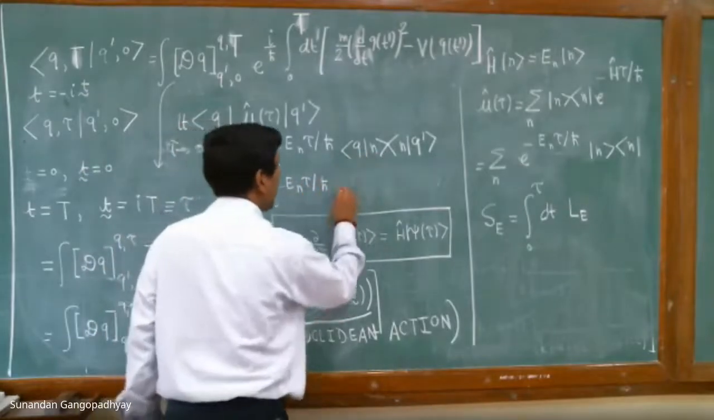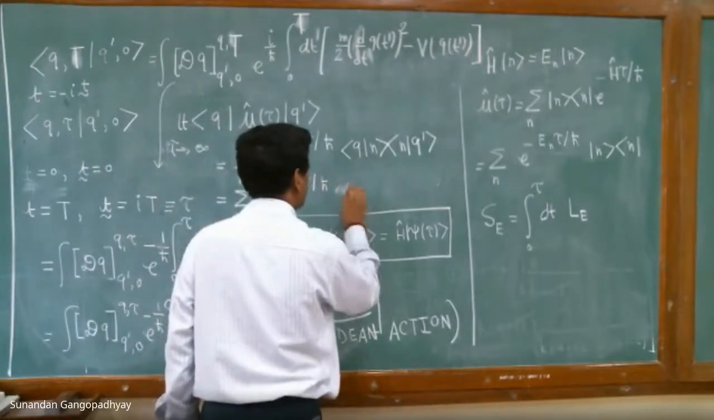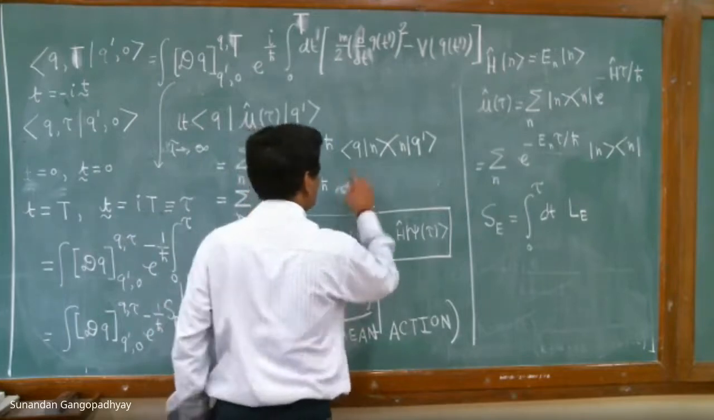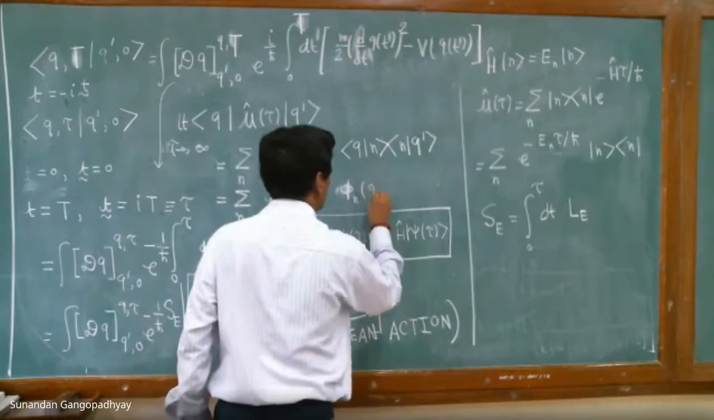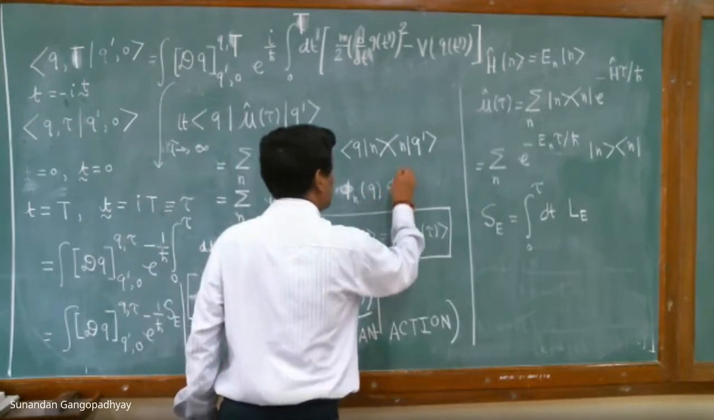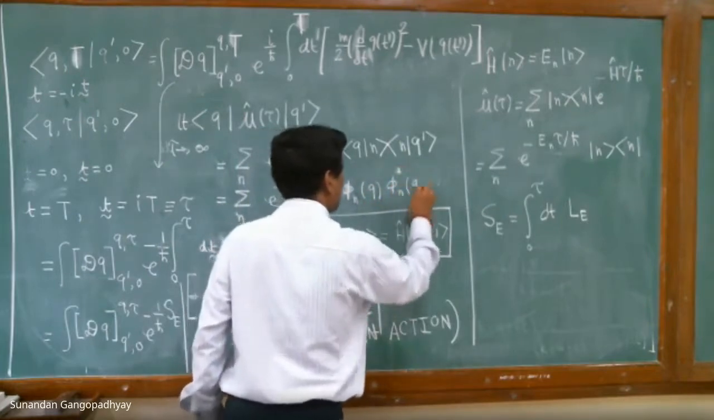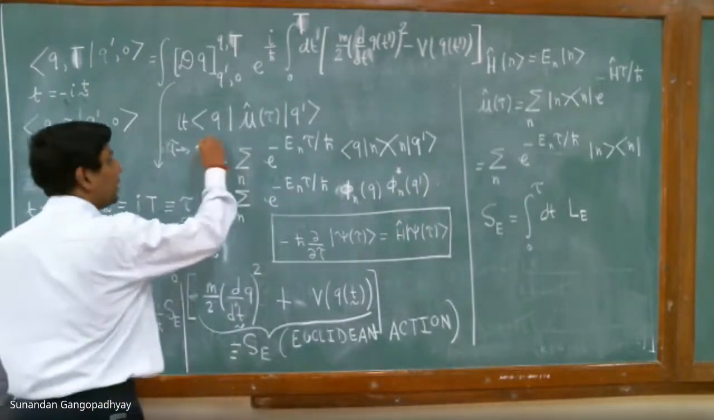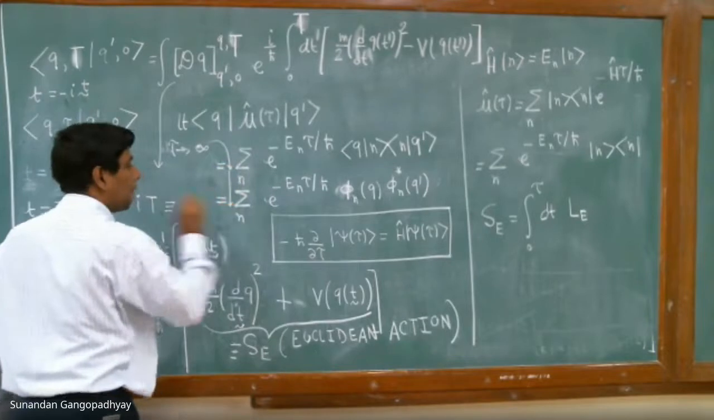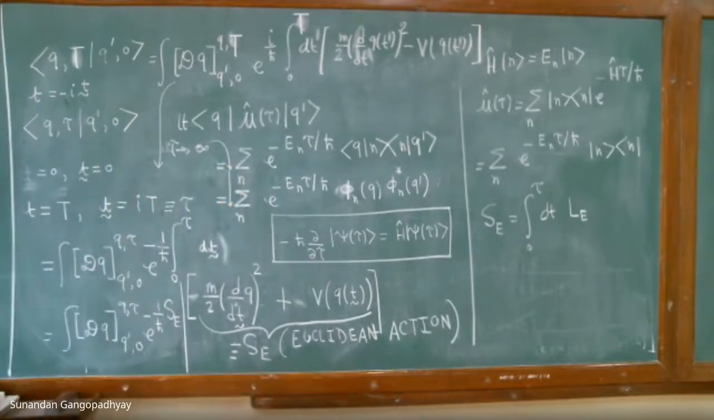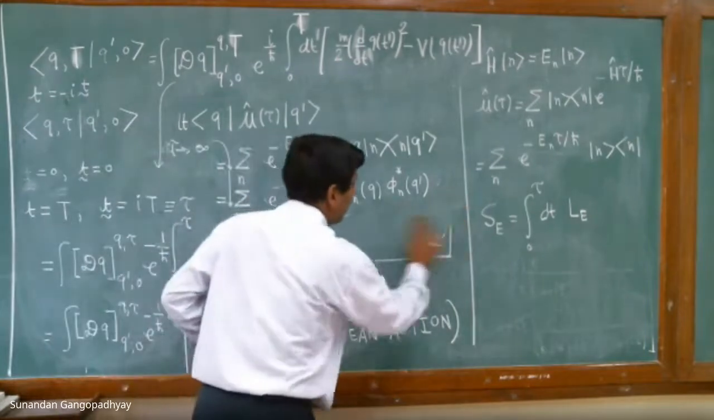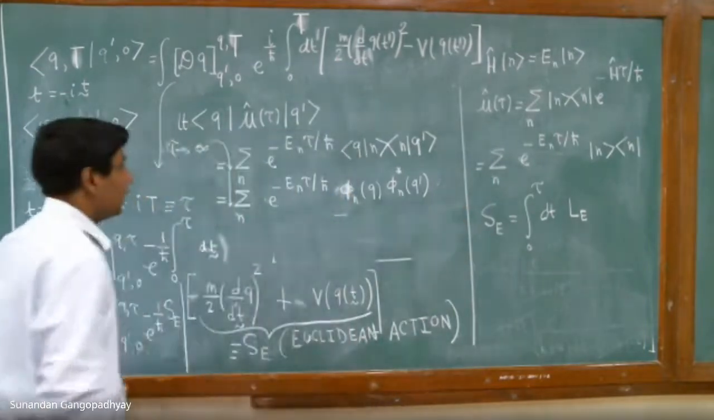Now this you can write as phi n. These are energy eigenfunctions, phi n cube, and this will be phi star in Q prime. And you obviously have this limit, tau tending to infinity.